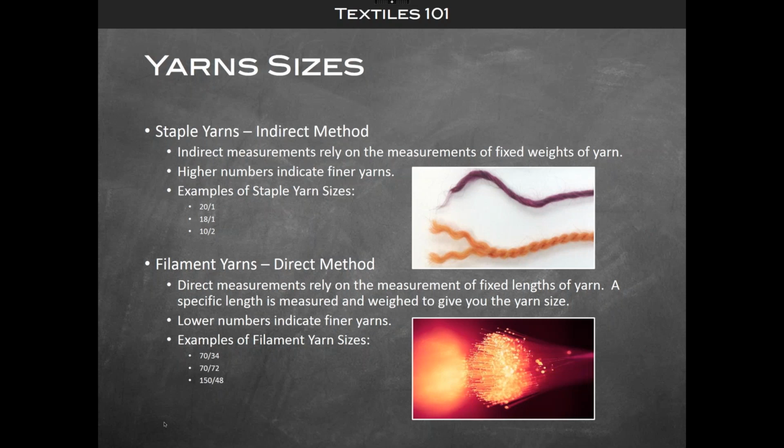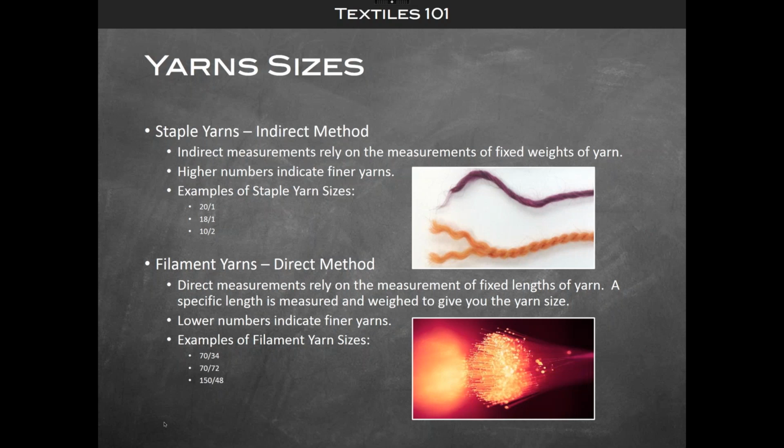In the indirect method of yarn sizes, what's helpful is I think about buying shrimp. The bigger your shrimp are, the lower the number counts. And that's kind of how it works with the indirect method for yarn staple sizes. So the bigger your yarn is, the smaller the number will be.